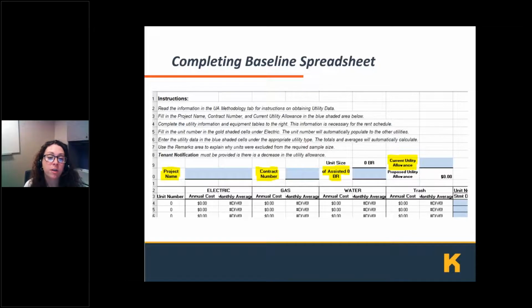And then you're going to want to enter the current utility allowance for that bedroom size. Earlier I mentioned that you can find that number on the last approved rent schedule under column 5. So you'll enter that current utility allowance right here. That's it, this top part.